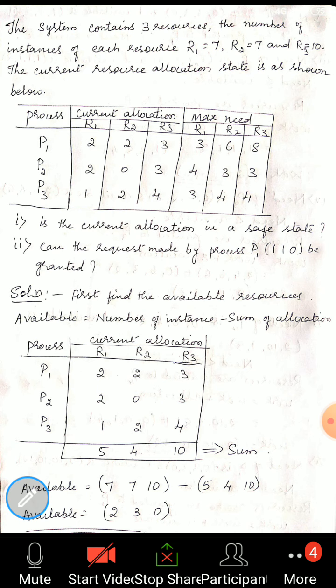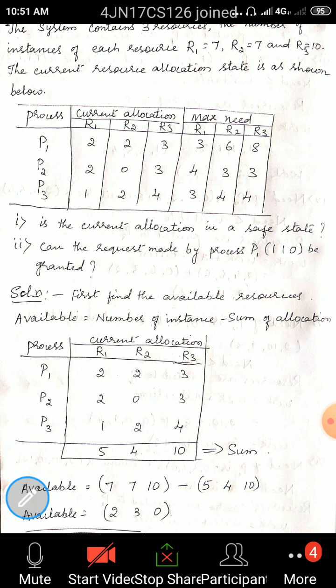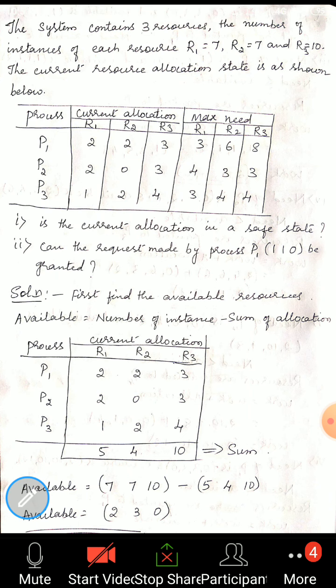The system contains three resources. The number of instances of each resource: R1 is equal to 7, R2 is equal to 7, and R3 is equal to 10. Means we have three resources R1, R2, R3, and each has instances. Then the current resource allocation state is shown below.